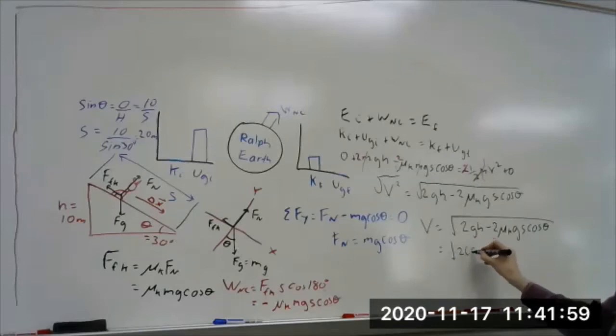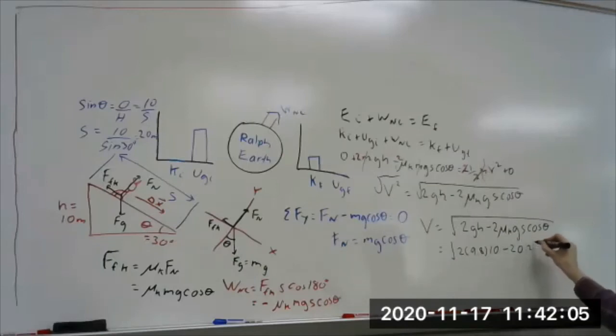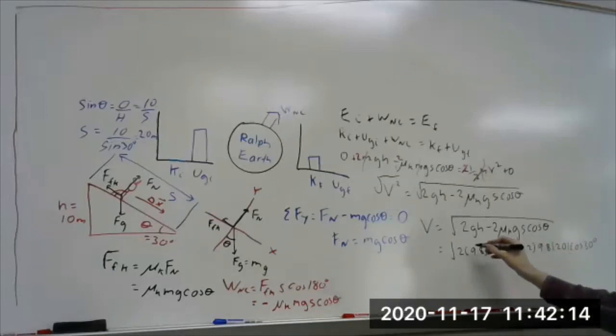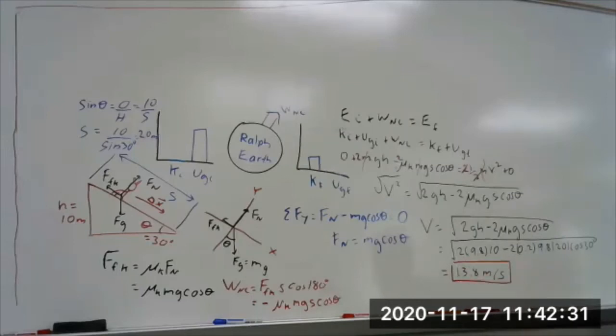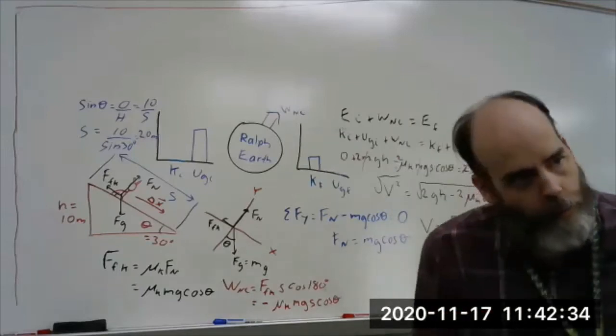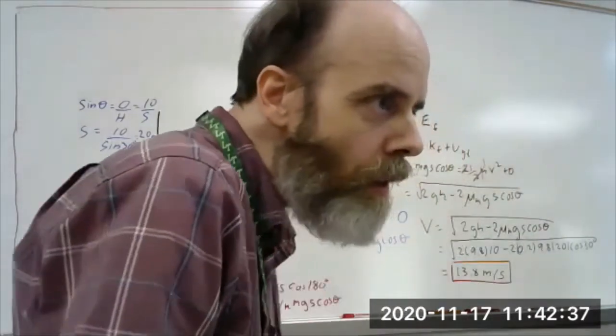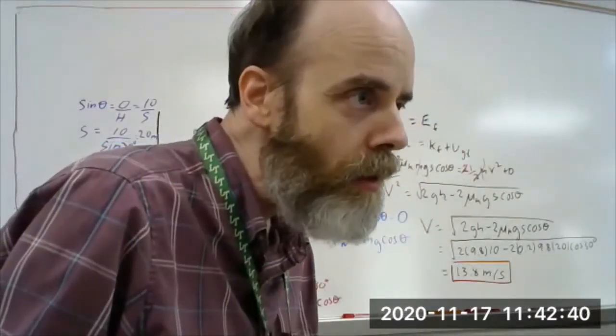Then we put in our numbers. Square root 2 times 9.8 times 10 minus 2 times 0.2 times 9.8 times 20 cos 30 degrees. You work this whole thing out, you get 13.8 meters per second. So that's our answer. Are there any questions?